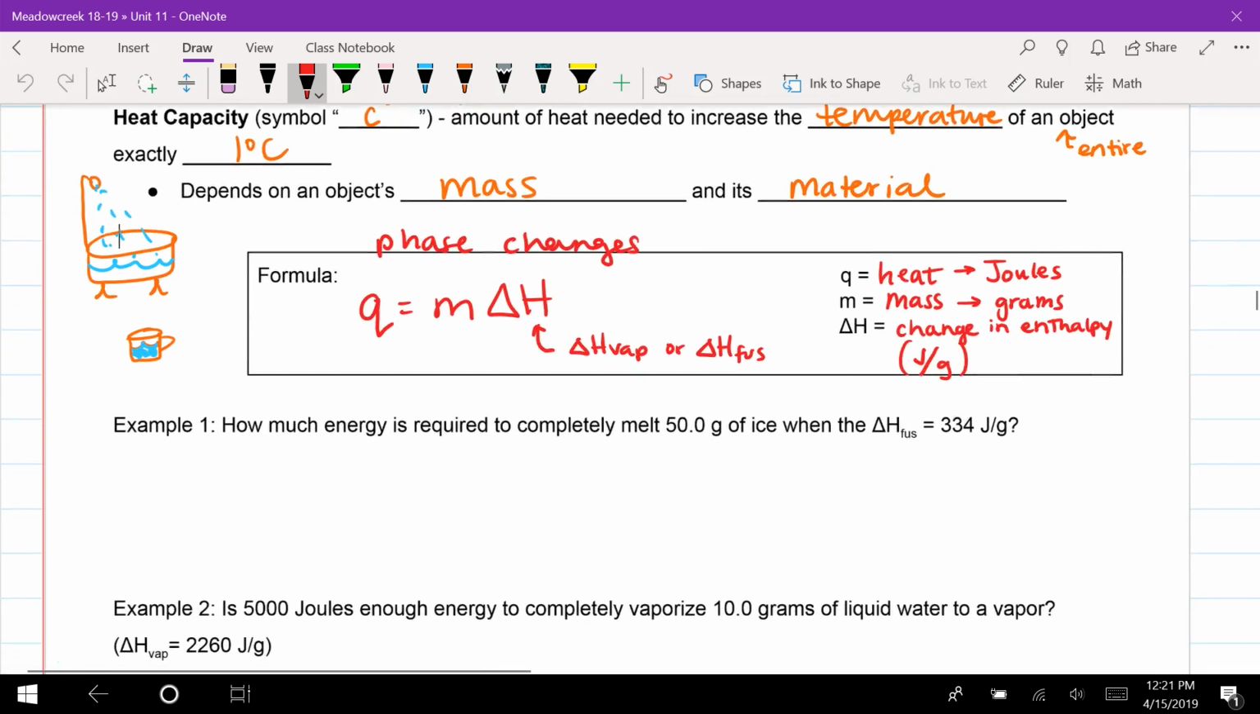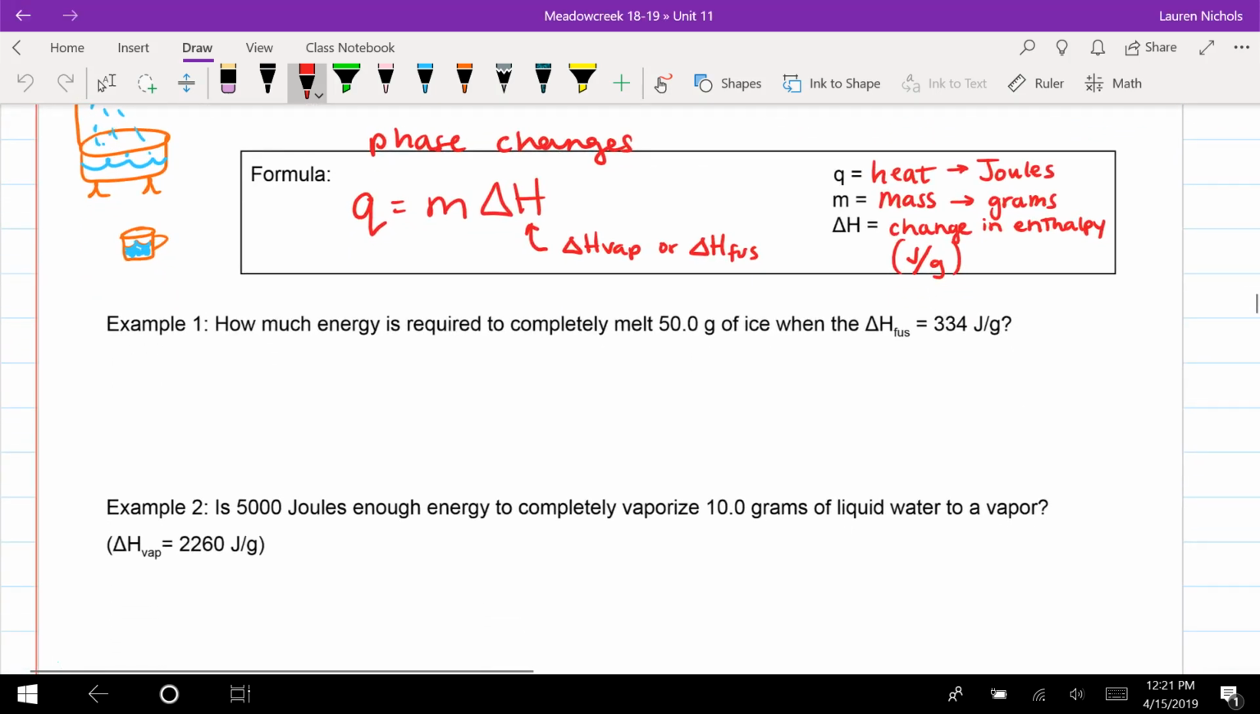Now, if we look at this first example problem, we see that the question asks us how much energy, so energy is Q, is required to completely melt 50 grams of ice. Well, that 50 grams is our mass, when the delta H of fusion is equal to 334 joules per gram.